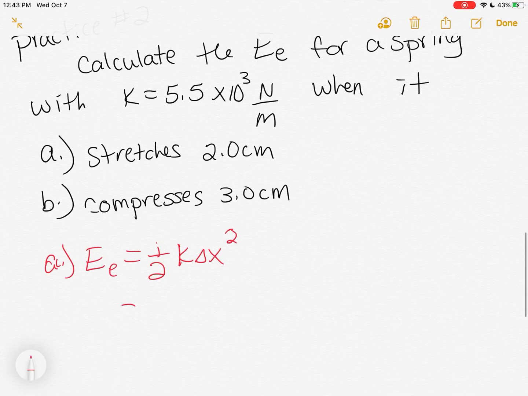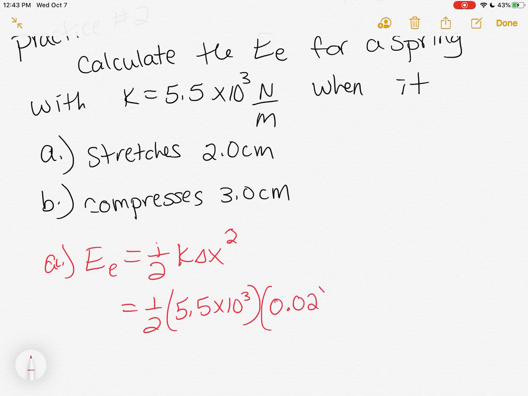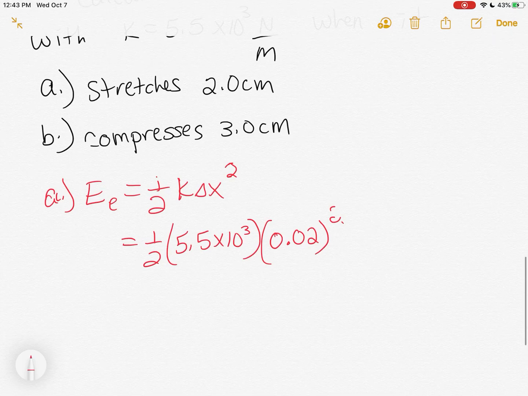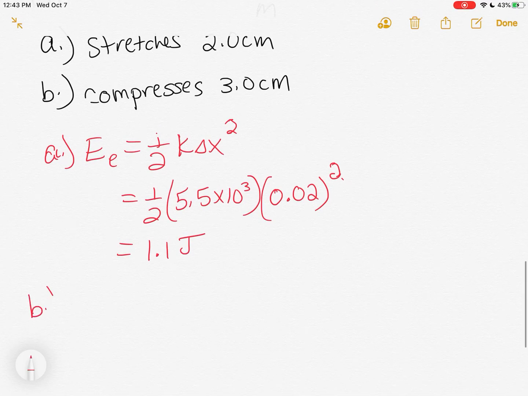Okay, so in part A, if we want to calculate the elastic energy, we use 1/2 K delta X squared. So 1/2, our K value is 5.5 times 10 to the 3. And then remember, our delta X needs to be in meters, so 0.02, and that's going to be squared. So our 0.02 squared times our 5.5 times 10 to the 3 times our 0.5 is giving us 1.1 joules.